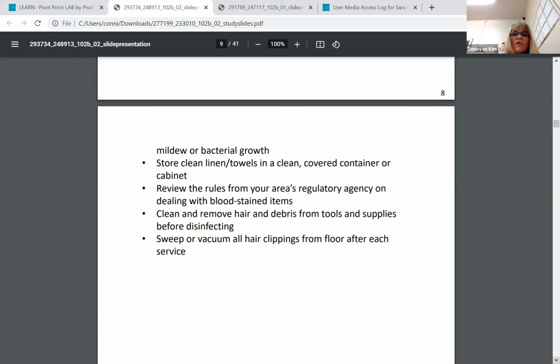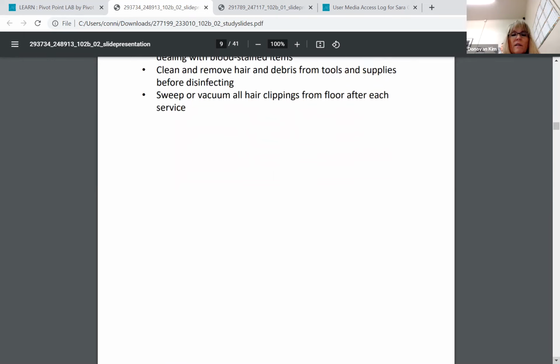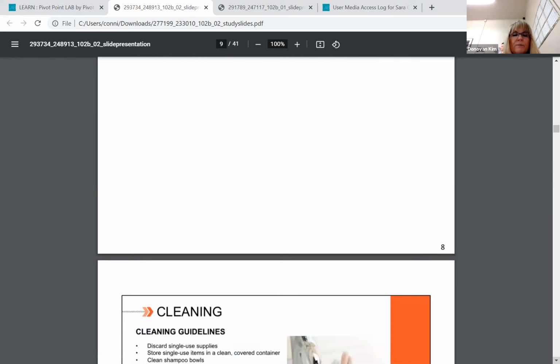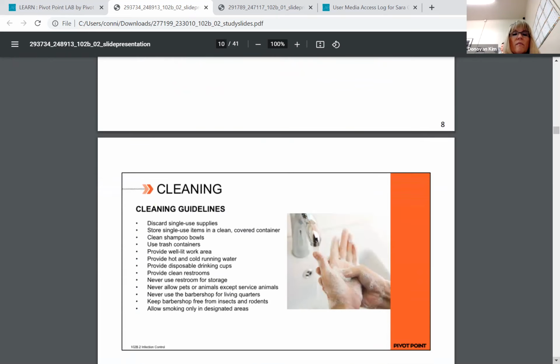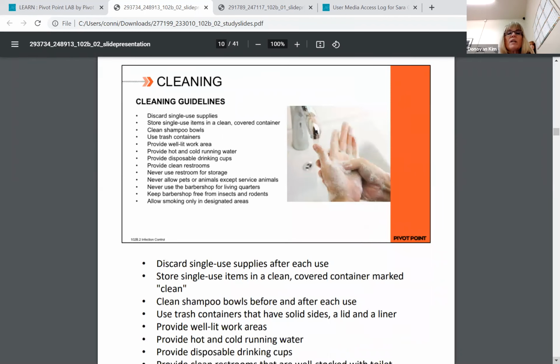And after each client, before the client even gets up, you're supposed to sweep the floor. Don't let them get out of the chair with the hair on it. It's a nice slippery thing for them to fall on. So if you can't clean directly when you're finished, that's what the soiled container's for, right? You have another client waiting for you. You take the comb and you place it into your soiled container.